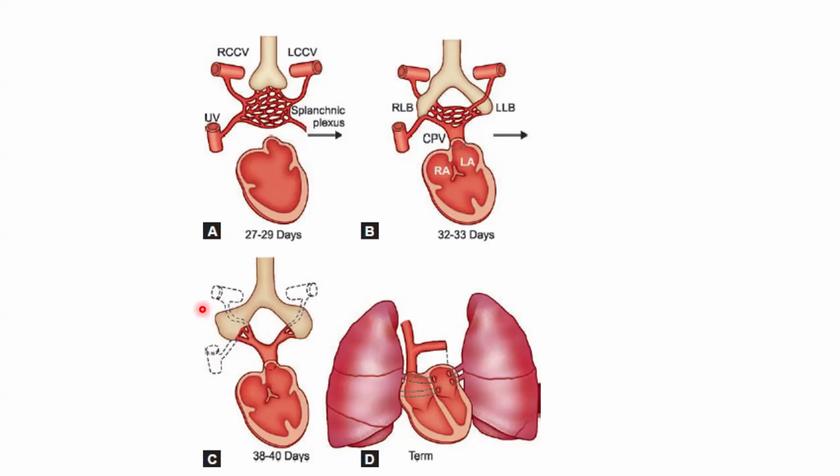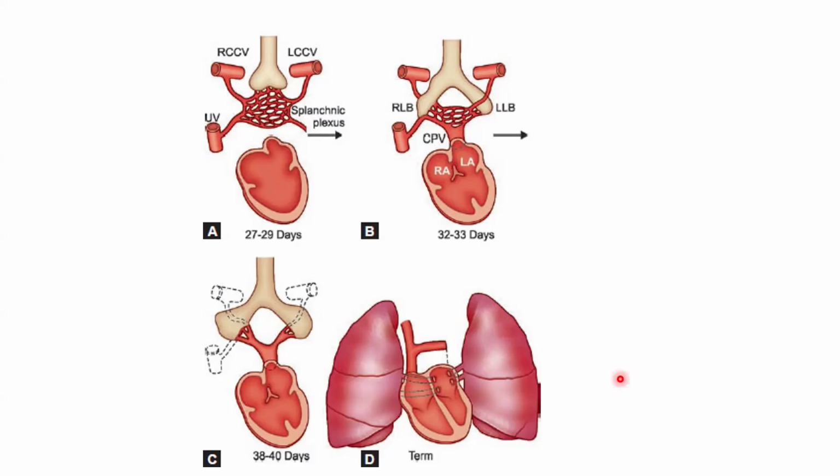Once the lungs are fully formed, almost at the same time, the common pulmonary vein divides into 4 segments, 2 to the right, 2 to the left, thereby establishing your right upper pulmonary vein, your right lower pulmonary vein, your left upper pulmonary vein, and your left lower pulmonary vein. Okay. So in short, this is how your pulmonary veins are formed.